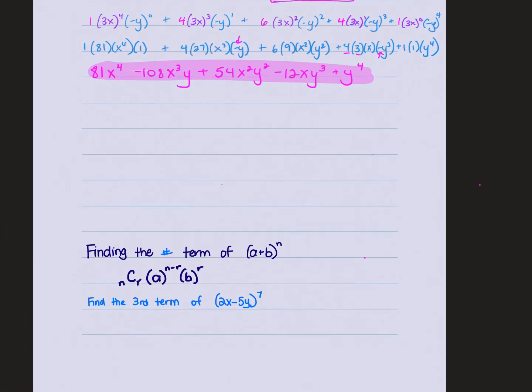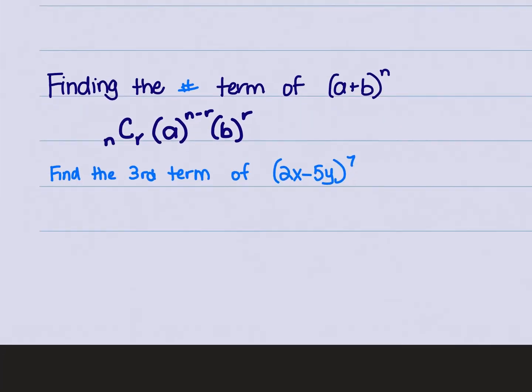Okay, then finding the specific term of something that's raised to a power. And this is another formula you want to include. So it would be nCr, a, which is the first term, raised to the n minus r, b, which is the second term, raised to the r. And remember, the r is 1 less than the name.